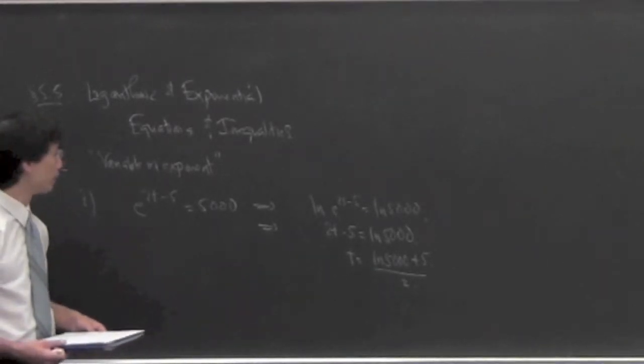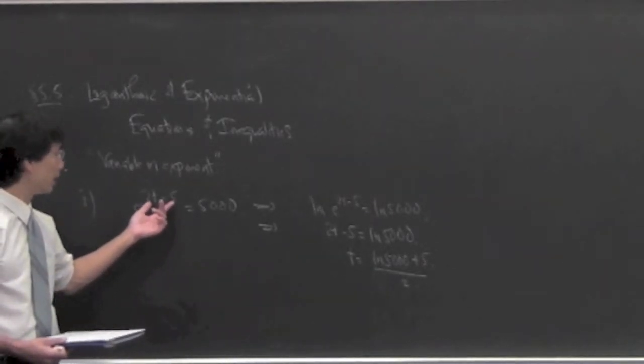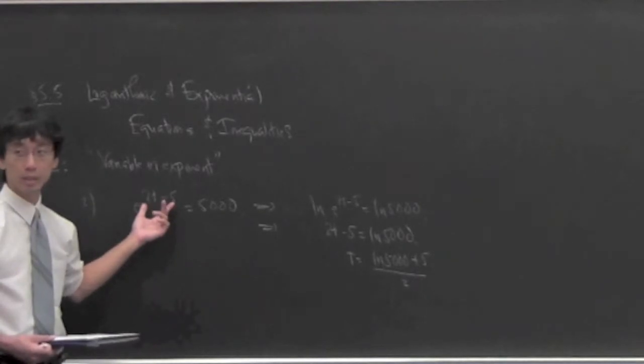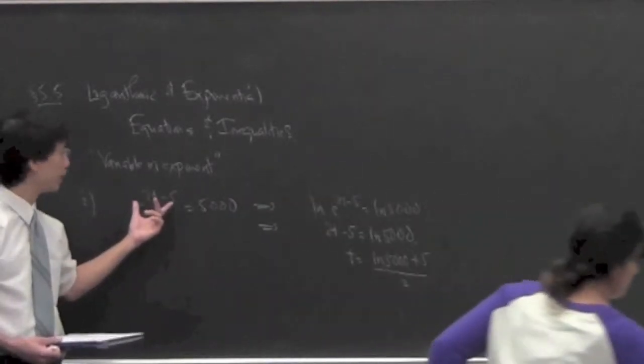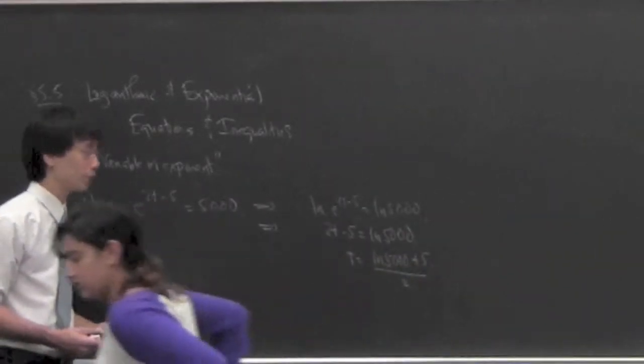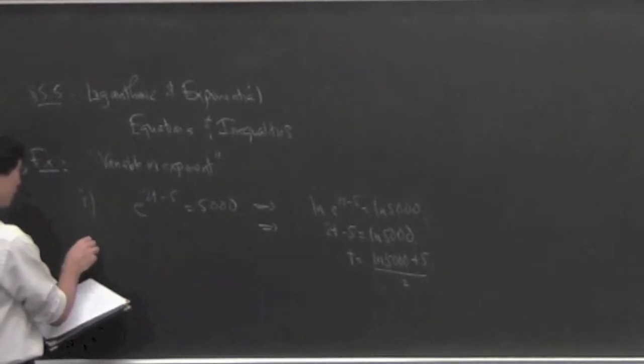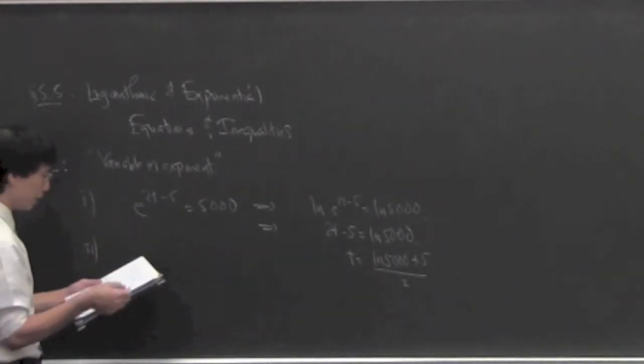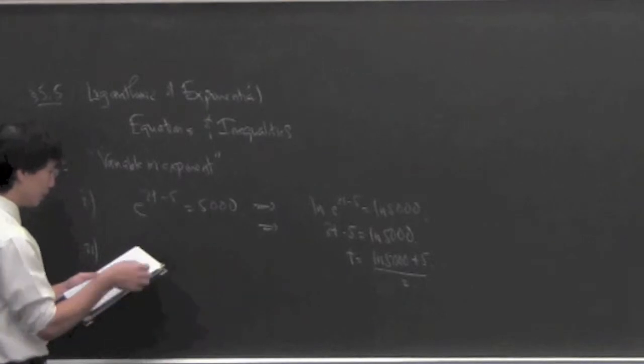Right? So the variable is in the exponent, so we pull it out. We pull it out using the log function. Okay. I'll put up some other examples, and then we'll do them.